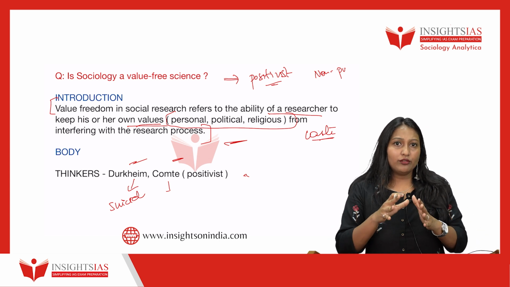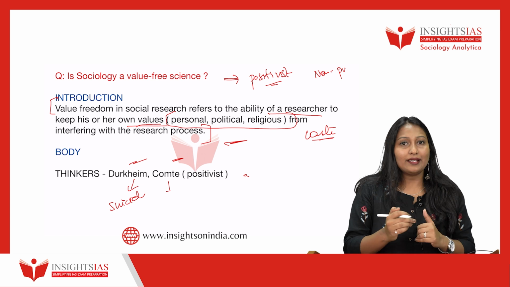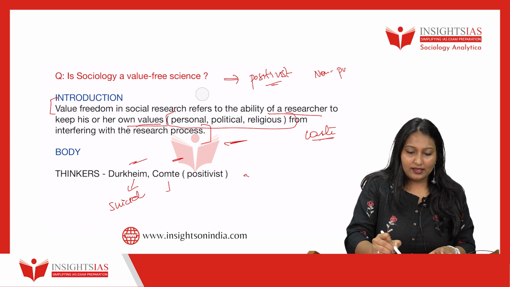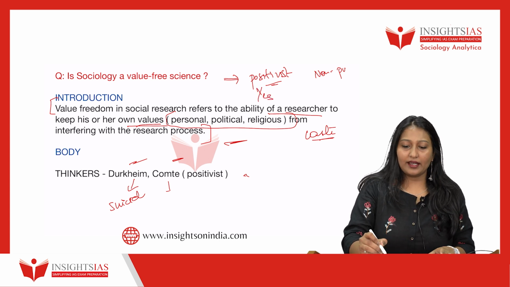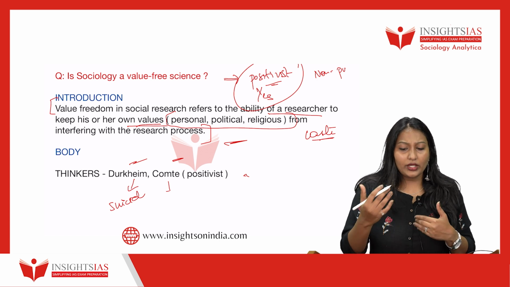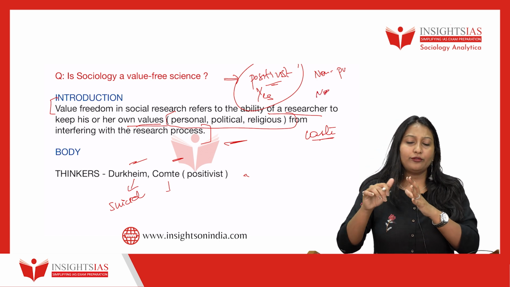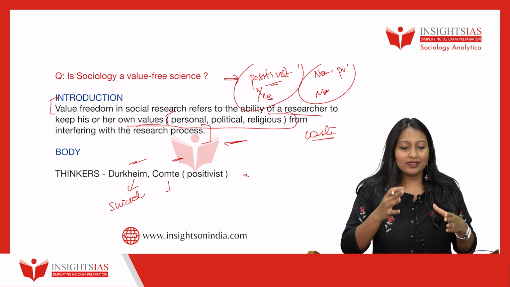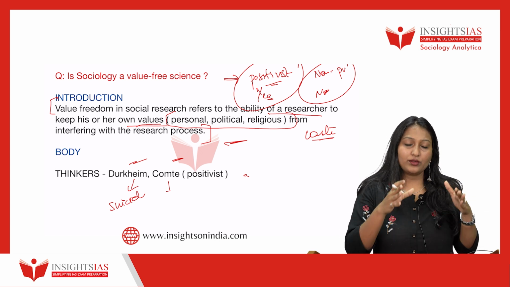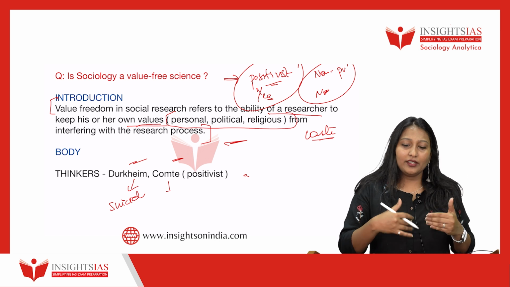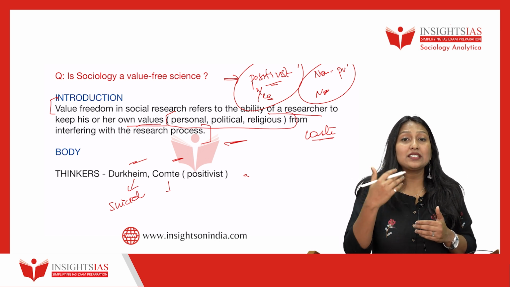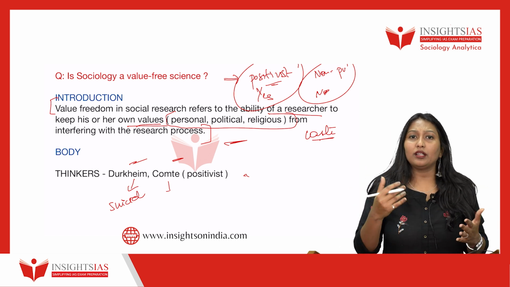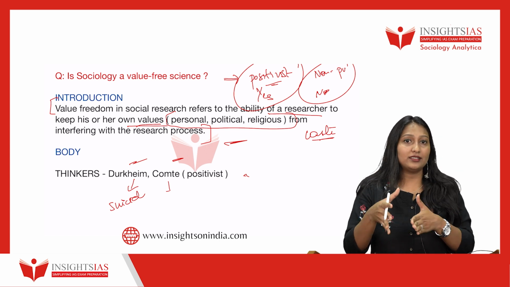You can either take a stand. If you take a stand, you have to give only the points of that particular stand. You can take yes as a stand and give only positivist points, or you can take no as a stand and focus only on the non-positivist perspective. But what I would say is, don't take a stand. Write all the points where sociology is value-free first, and then go ahead and write that sociology is not a value-free science. You take both stands and then have a neutral conclusion at the end. That would be the perfect way of answering such questions.